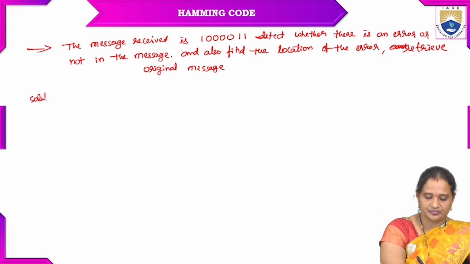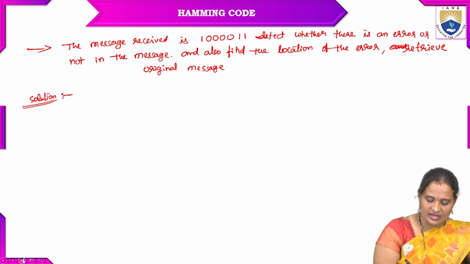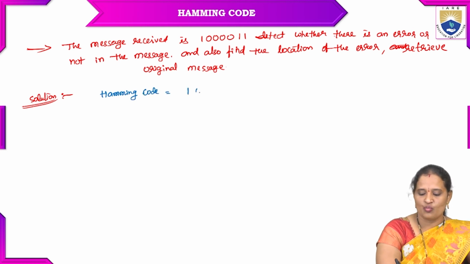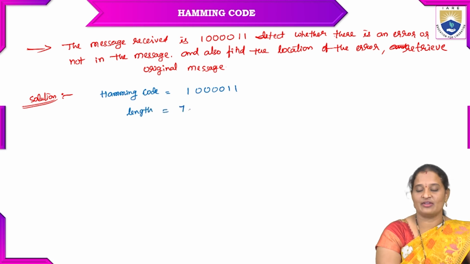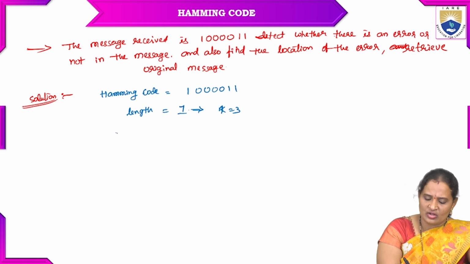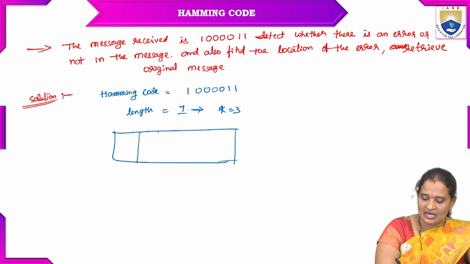So now coming to the solution. Here we have the received Hamming code, 1000011. What is the length of this code? The length of this code is 7. As the length of this code is 7, we can identify that the number of parity bits added is k equals 3. We can also write down the bit locations. How many bits is the code? This is 1, 2, 3, 4, 5, 6 and this is 7, right?